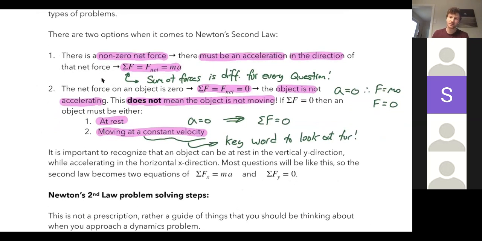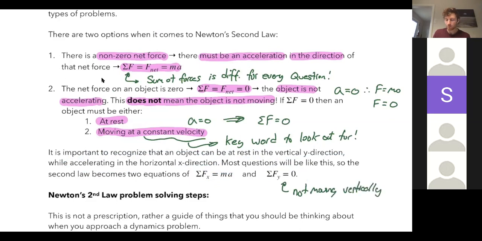Now, the other thing about this, which you're not going to see too much, is that an object can be at rest in the vertical direction while still accelerating in the horizontal x direction. That happens in virtually every single question. You will get an acceleration in the x direction, but in your y direction, it's going to be zero because your object is not moving vertically.